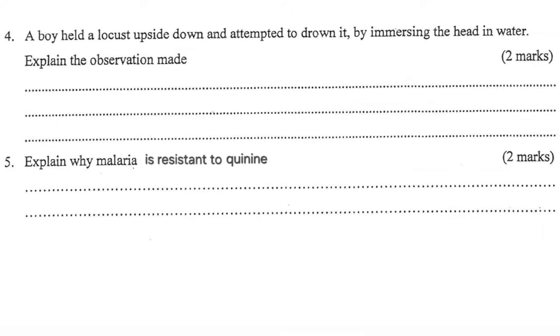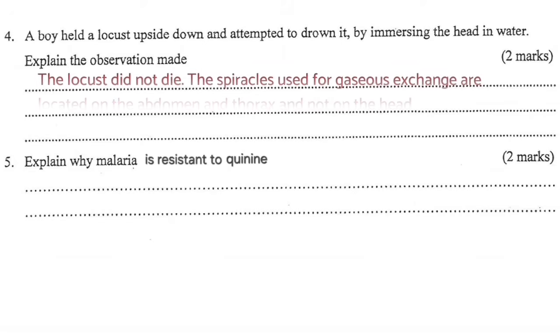Let us proceed to question number 4. A boy held a locust upside down and attempted to drown it by immersing the head in the water. So the locust was held upside down and only the head was immersed in water. Explain the observation made. The question is simply asking, will the locust die or not? And if not, what's the reason for this? Now, the locust did not drown. The locust did not die.